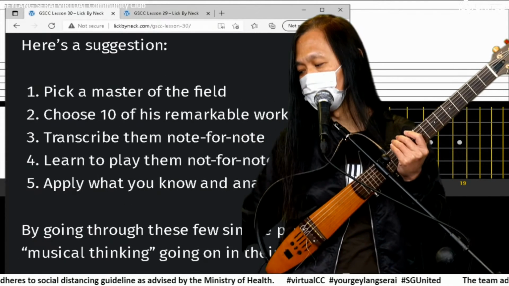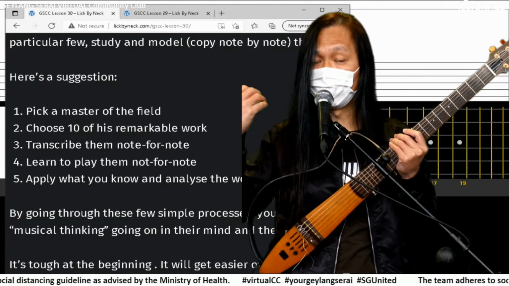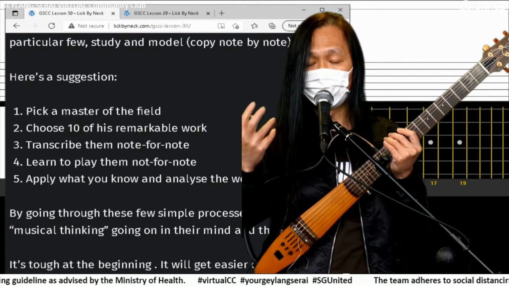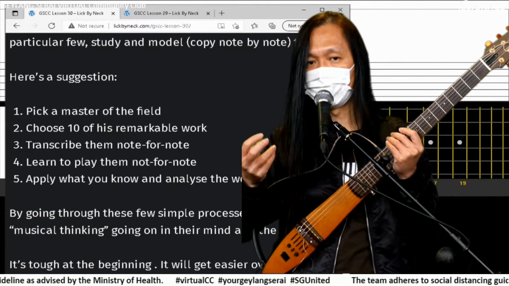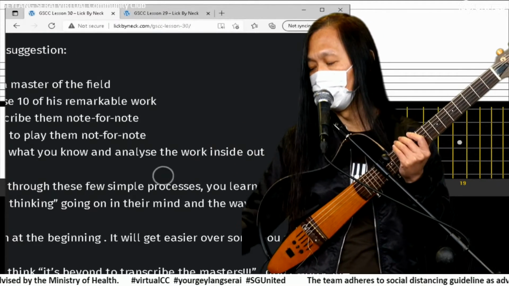Then after that, learn the songs note for note, and learn until you're able to play them. Maybe a bit slower is okay, but be able to interpret, use their vocabulary and licks and everything. After that, apply what you know and analyze the work inside and out.